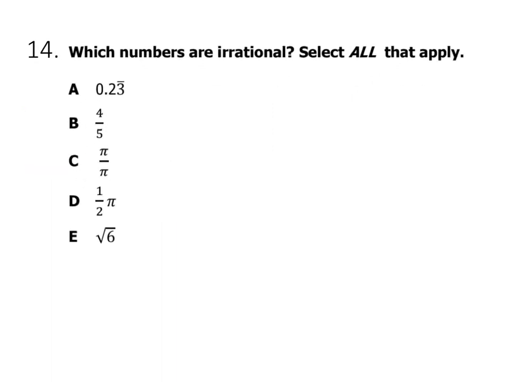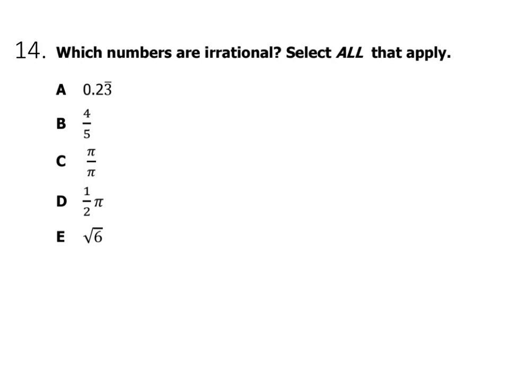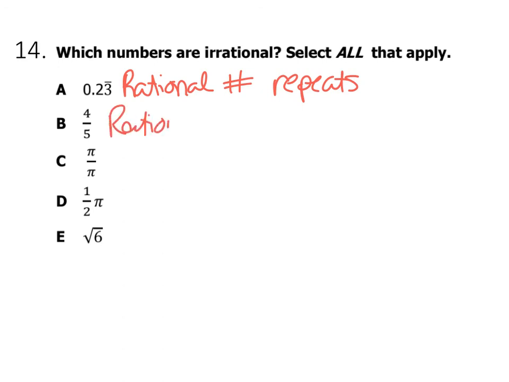Which numbers are irrational? Select all that apply. So A has 0.23 repeating. Since the decimal is repeating, I know that A is a rational number. 4/5 is rational because it's a fraction. Pi/pi is a fraction, so that means it is rational.